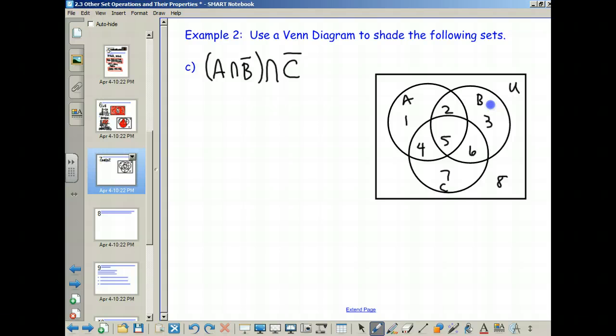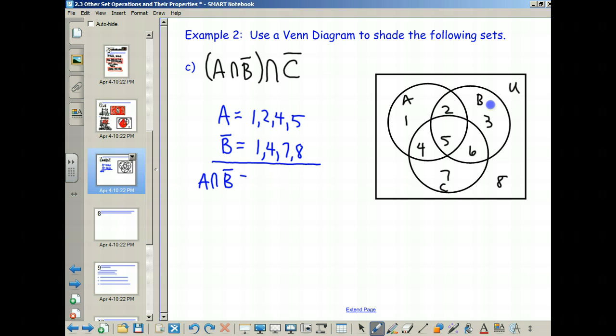Where do we want to start? A. What numbers are in A? What's next? B complement. Inside parentheses, right? Which numbers are in B complement? 1, 4, 7, and 8. It's everything outside circle B, right? 1, 4, 7, and 8. And how am I going to join these? Intersection, which means what will I be including? What they have in common. What do they have in common? 1 and 4.